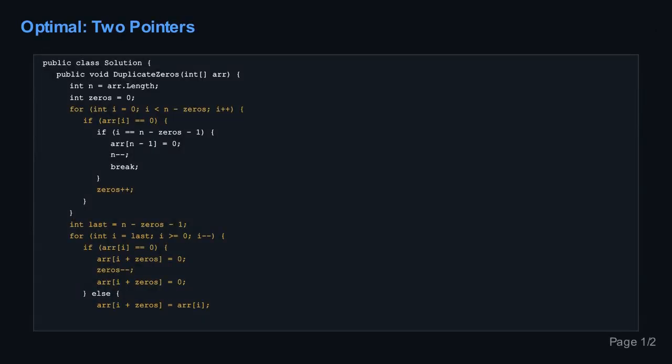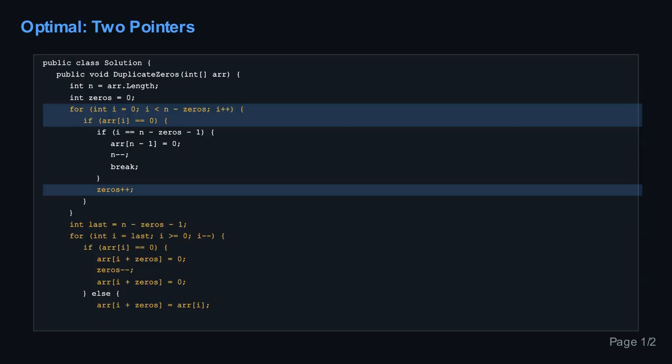Let's trace with an example: 1, 0, 2, 3, 0, 4, 5, 0. First, we count zeros that fit. We find 3 zeros. The array length is 8. After duplicating zeros, the last two elements will be pushed out. Our effective last index in the original array that will contribute to the final result is index 5, holding 4. Now, we iterate backwards from that effective last index.